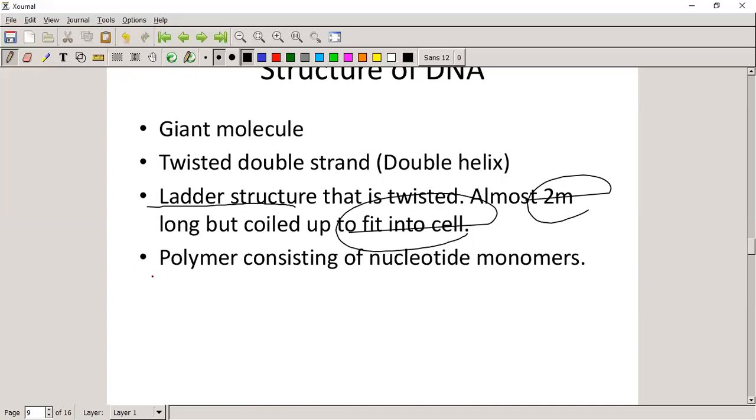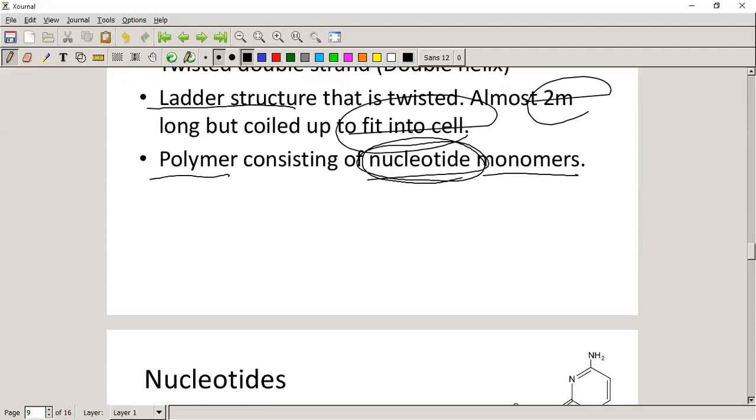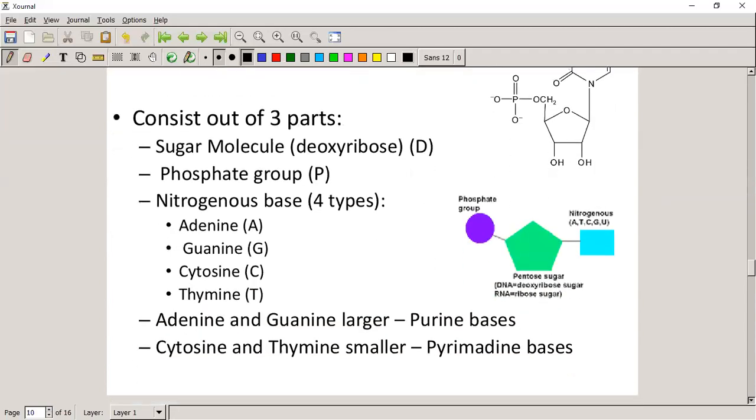It's a polymer, which means it consists of various repeating parts called nucleotides, or monomers. Each monomer consists of a sugar part. There's your sugar part, and it's a pentose sugar, 1, 2, 3, 4, 5. Pentose stands for a 5-corner sugar. It's got a phosphate group and a nitrogenous base, which is either adenine, thymine, cytosine, or guanine. And in the case of RNA, thymine is replaced with uracil.